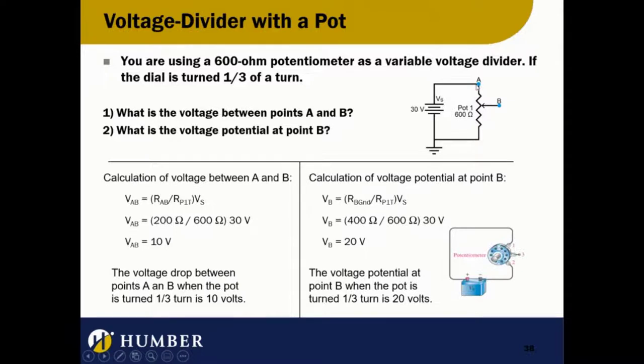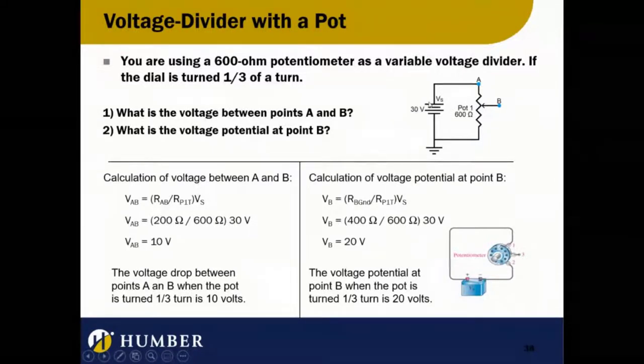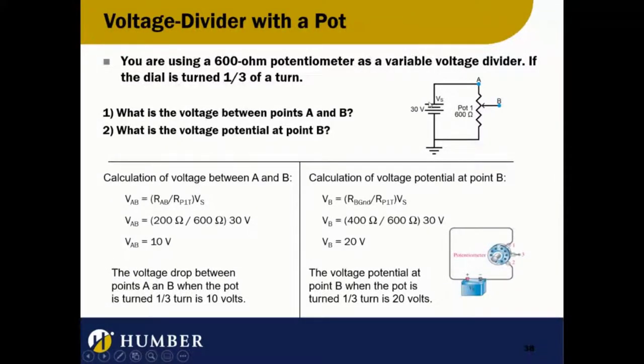If I wanted to know the voltage potential between A and B, I would write the voltage divider down, and the resistance of AB, which is going to be 200 because it's only 1/3 of the way, divided by the total resistance, multiplied by the voltage, and I get 10 volts. And I think that makes sense. I've only turned it 1/3 of the way down, and I'm dealing with 30 volts, so I've divided it up into a 10 and a 20, because it's 1/3 and 2/3. 2/3 of 30 volts is 20 volts.